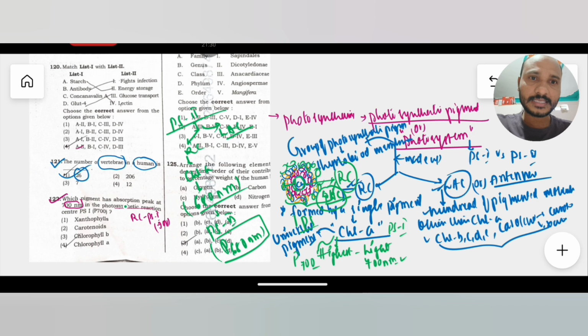So which pigment has absorption peak at 700 nanometer in the photosynthetic reaction center RC in PS1? Asking about PS1. PS1 means P700 nanometer, in which reaction center. The reaction center is always made up of what? Chlorophyll A. So the right answer is chlorophyll A, the fourth option. Chlorophyll A only has the maximum absorption of light.